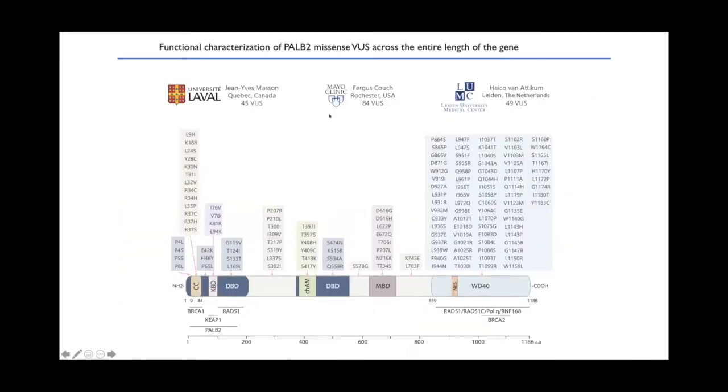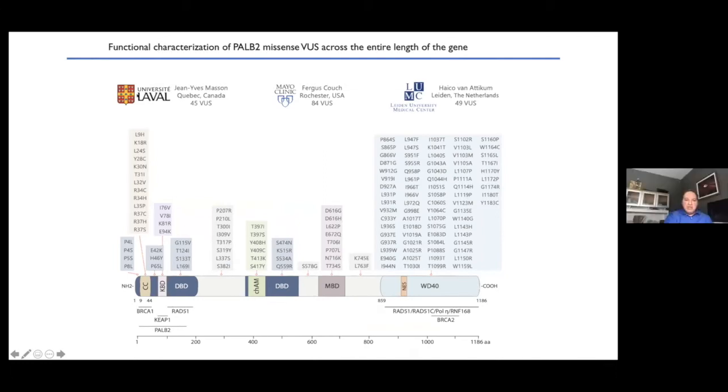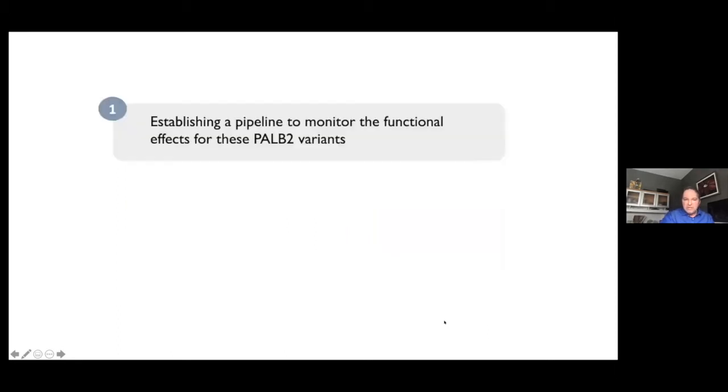So across 3 groups, here in Laval, in Mayo, and also in the Netherlands, we actually look at 134 different variations in PALB2 that span the length of PALB2. Of course, we could not cover all the possible mutations, but we covered several regions of PALB2, including the coil, which interacts with BRCA1, and also the double D40, which also interacts with the BRCA2 protein.